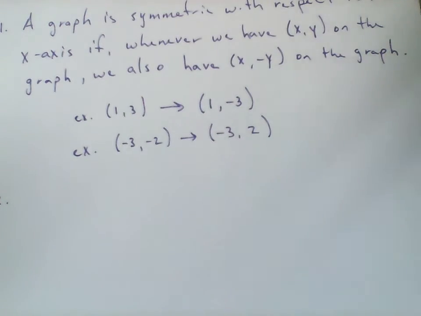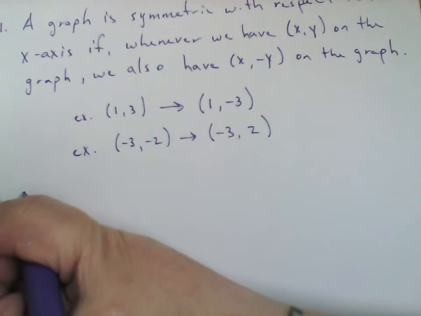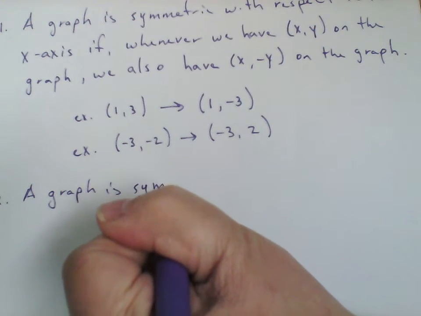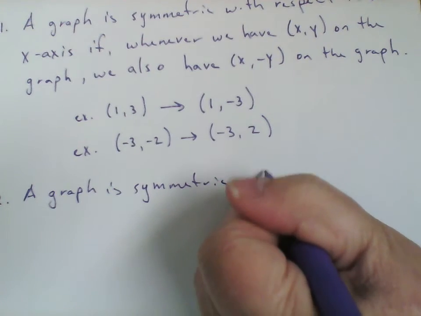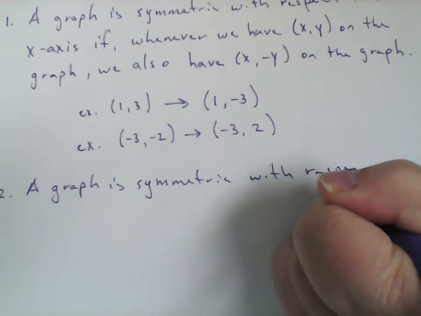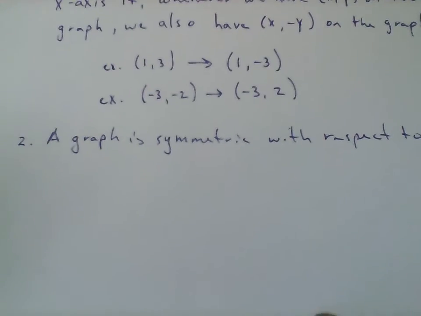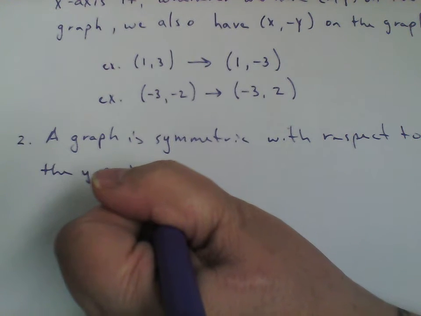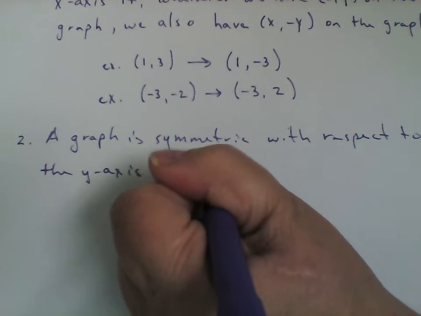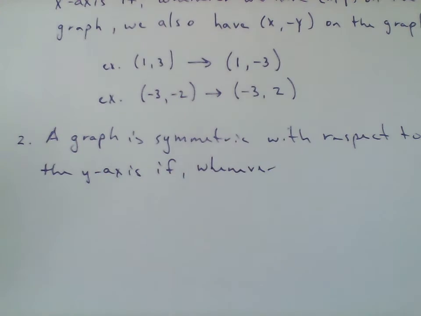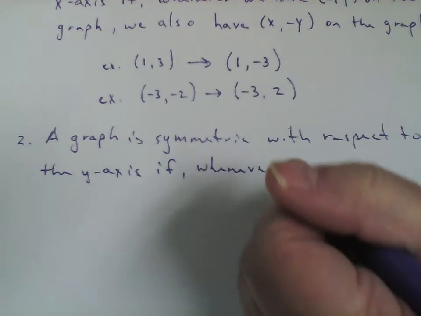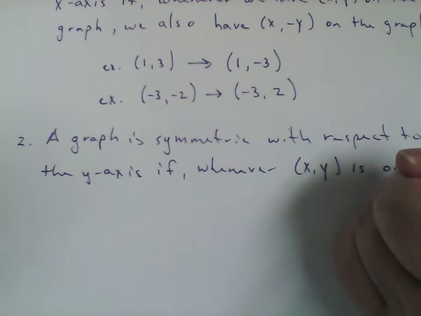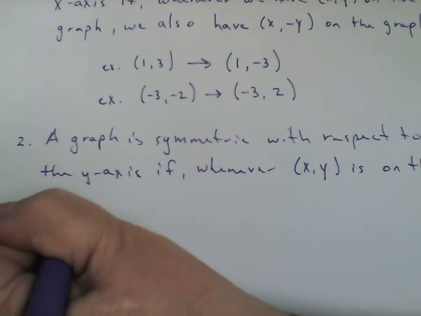When we want to know if something is symmetric with respect to the y-axis, a graph is symmetric with respect to the y-axis if, whenever xy is on the graph... Can you guess this one?